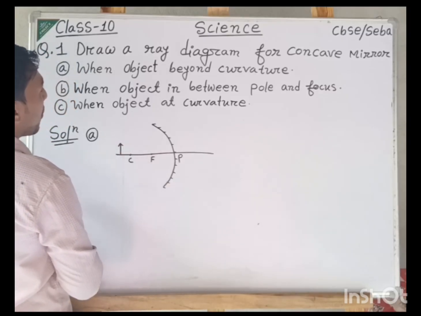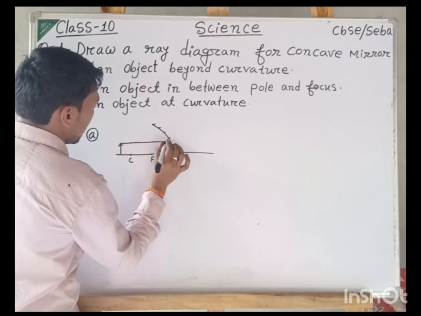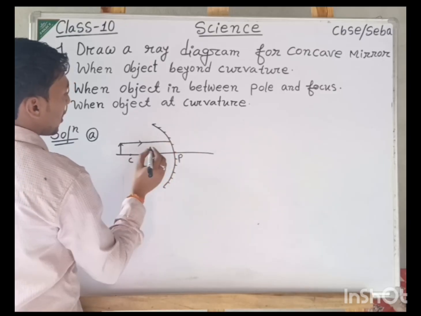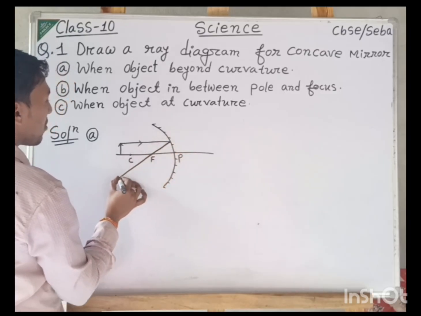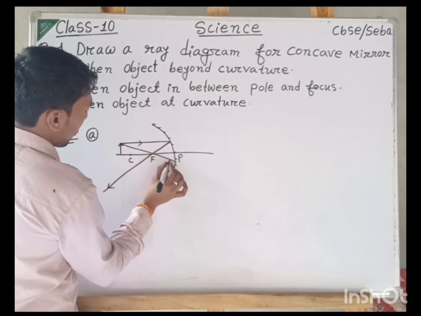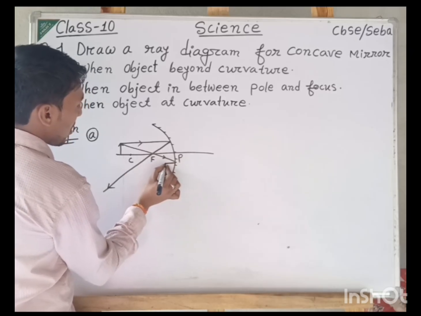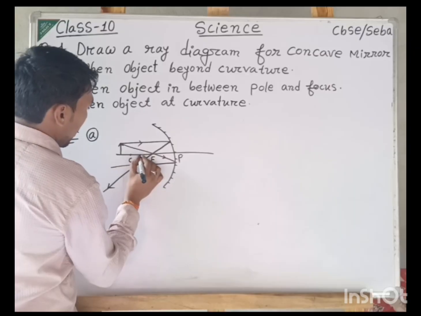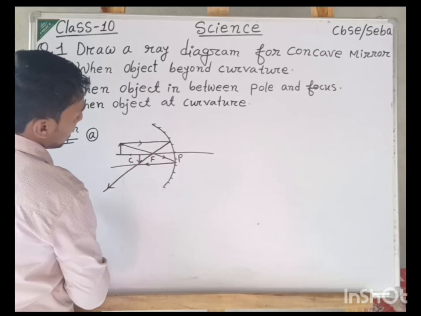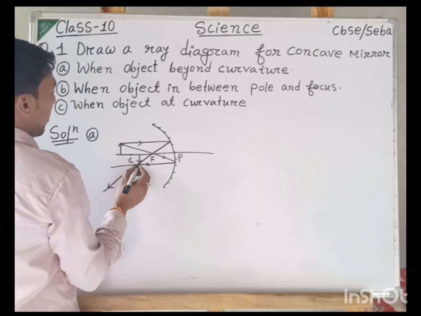Now as we know the rules for drawing a ray diagram, in the first rule, when a ray is parallel to the principal axis, it will strike the mirror and reflect back through the focus. And when a ray is passed through the focus, it will reflect parallel to the principal axis. Wherever these two reflected rays intersect each other, there we get the image. This is the object and this is the image.